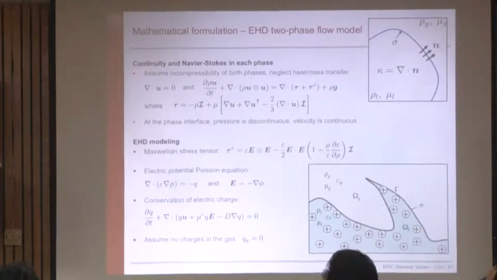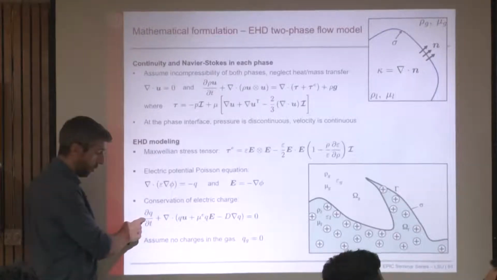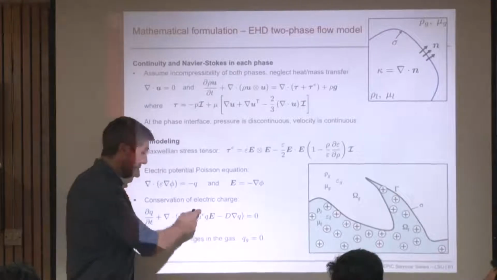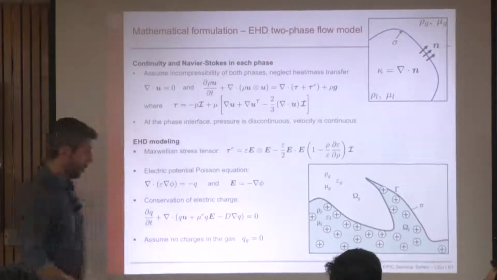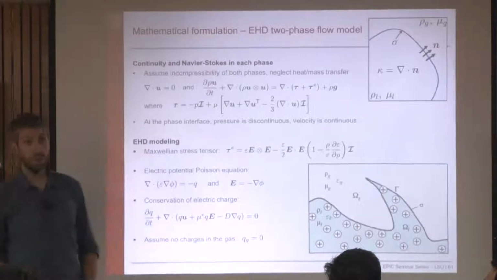It is 0 in the gas, and in the liquid, it is going to be obtained by an equation that conserves the electric charge. We're going to write an evolution in time of the local charge concentration. The charges get advected with the fluid. They are going to move due to the electric field, and they're going to diffuse within our fluid as well.